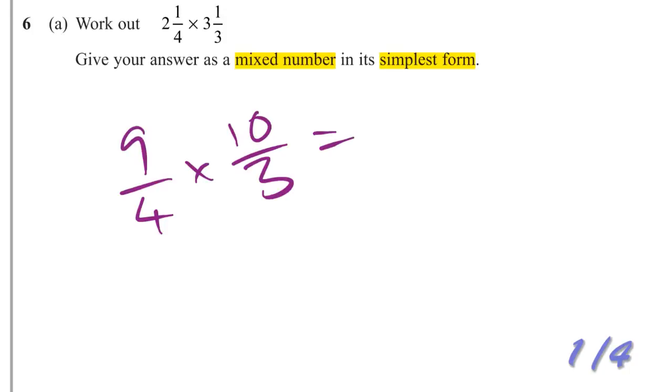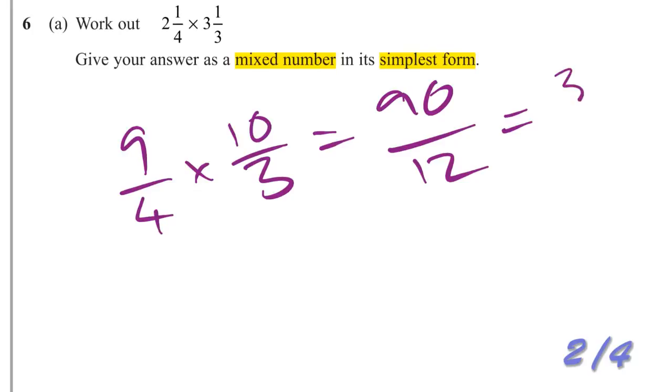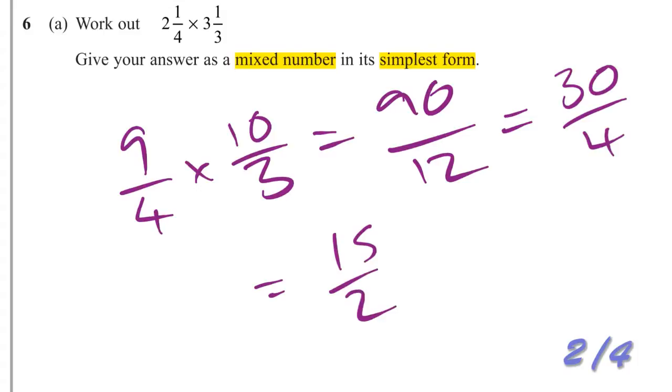Our rule for multiplying fractions together: multiply the denominators and the numerators together. So 9 times 10, 90, 4 times 3, 12. So to cancel this down, 90 and 12, well, they're in a few different times tables, but they're both in the 3. So we can go 30 over 4, and 30 and 4, we can half both of those to give us 15 over 2.